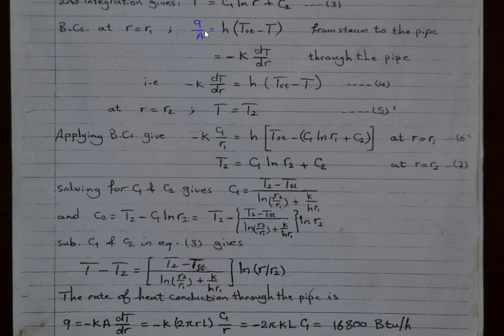Q over A, as you can see, is the heat generation or the heat flux. As you can see in front of you, this is the heat flow. Q is the constant of heat flow, or the heat energy.